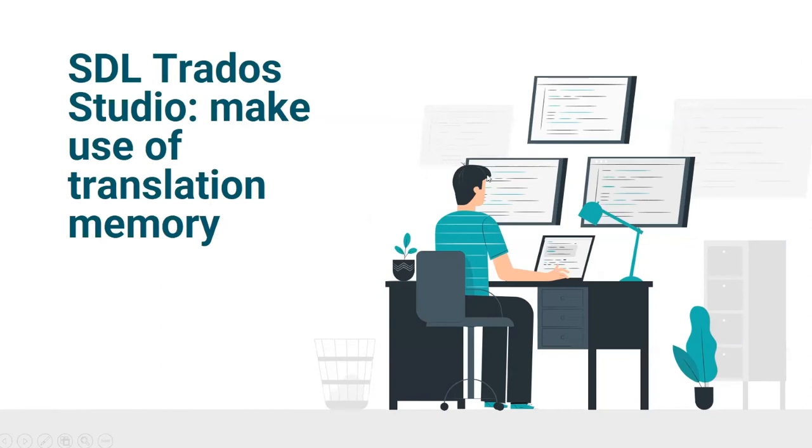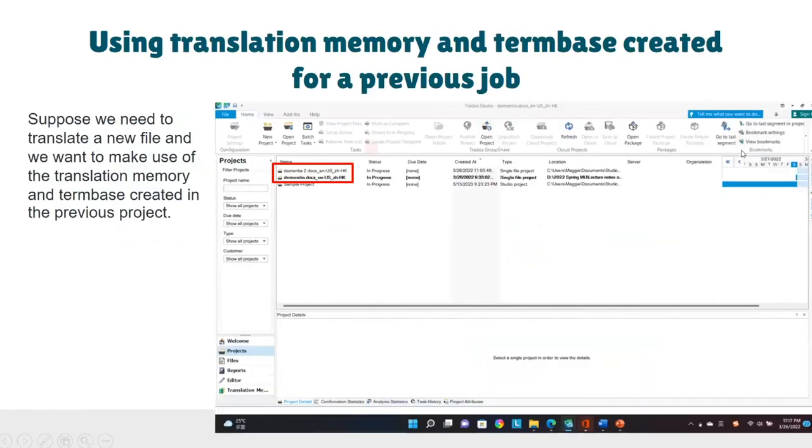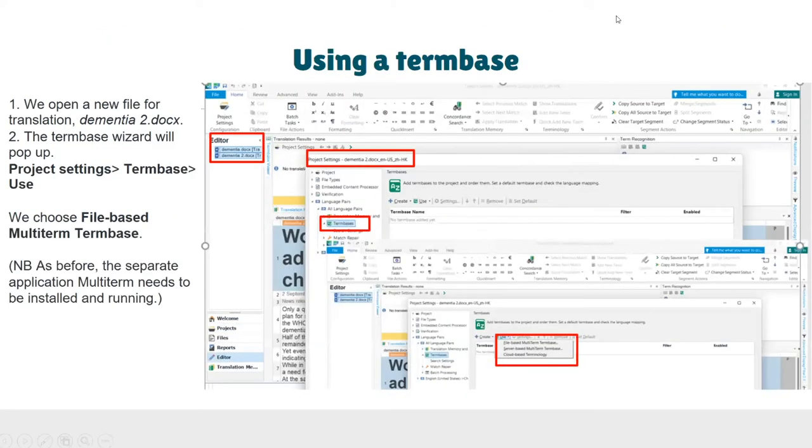Now, how to make use of translation memory in Trados? Suppose we need to translate a new file. It is related to the topic of the previous Word file we have translated earlier. So we can make use of the translation memory we just created for our new job. Then we have to select a translation memory and a term base.